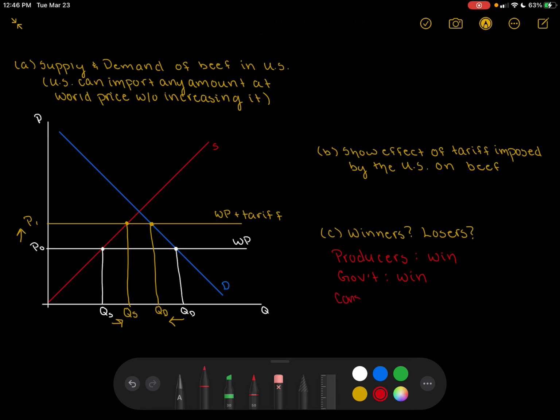However, consumers here, we're told that because this world price has increased, consumers have to pay more for it. So because this imposition of the tariff has raised the price that consumers have to pay, we can assume that they lose.